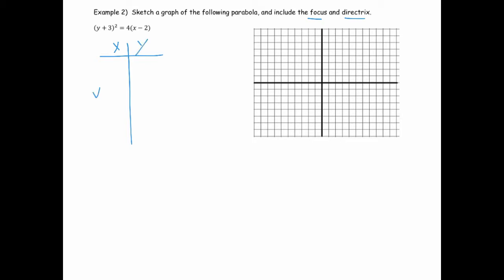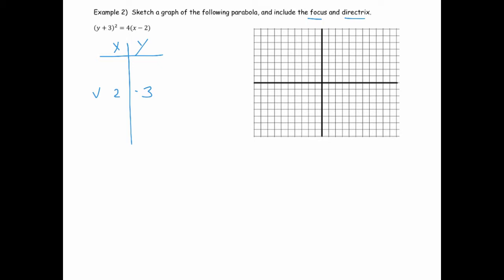Now the vertex you can just read off from the form of this equation. It's clearly going to be 2, -3. And then what I would do is, because the y plus 3 expression is squared, I would probably choose a value for y and solve for x, as opposed to the reverse, because this is an inverse relation of a parabola.